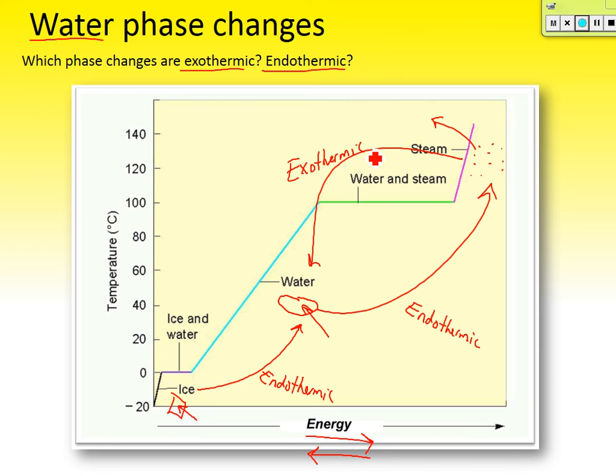Okay? And same thing when we go from water to ice. Doesn't this water have to lose heat energy? It's got to lose it. When it loses that heat energy, the molecules slow down. You can freeze it, and it becomes ice. So again, this is exothermic. So always ask yourself, what does heat have to do? Does it have to be released, or does it have to be absorbed?